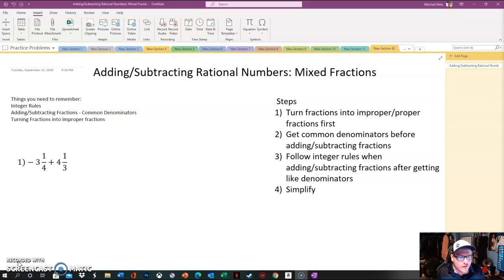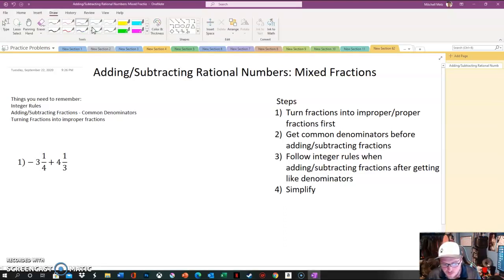We're going to follow the steps on the right-hand side, and we're going to solve this problem right here, which is negative 3 1/4 plus 4 1/3. So, steps. Turn fractions into improper fractions first. We're going to turn both of these mixed fractions into improper fractions first on the side. I'm going to do that in blue. We're going to do negative 3 1/4.